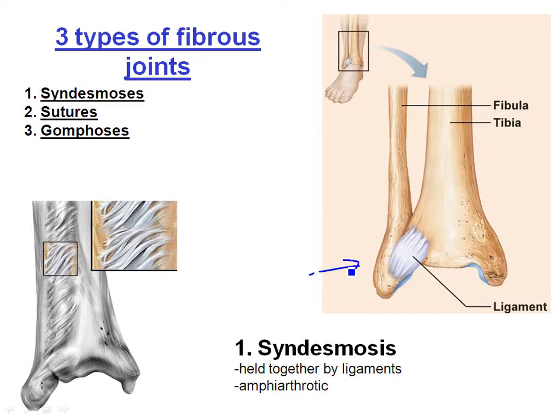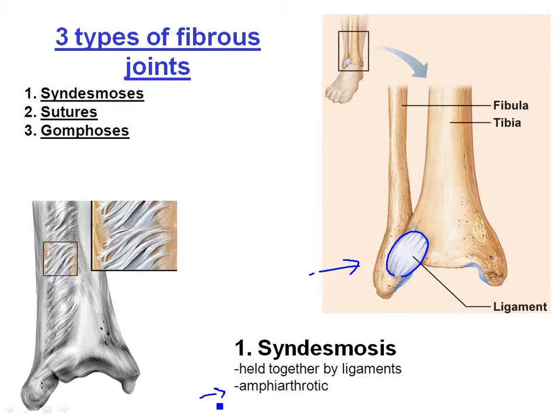Now, if we go back and we think about what a ligament is, we know that a ligament is a structure that holds bone to bone. A tendon is muscle to bone, but a ligament are fibers that hold bone to bone. And we know from histology that these are fibers of dense, regular connective tissue. So here we see the lower leg bones, the fibula and the tibia, and you can see that right here in this connection is a ligament. So the joint, the connection between these two bones in this particular area would be a syndesmosis.